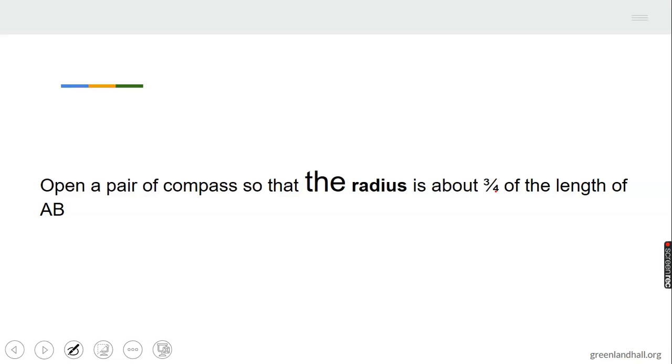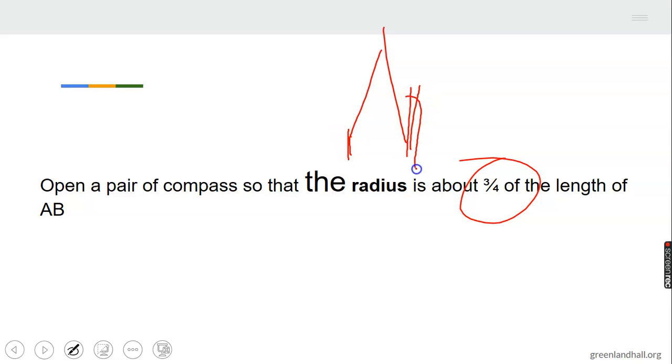I believe we all know what is meant by compass. A compass is like this. This is where you put your pencil. Here it has a sharp edge. When you open the compass so that the radius is 3/4 of the length of AB. This is the sharp end. This is where you insert your pencil. The distance between these two points is called the radius.